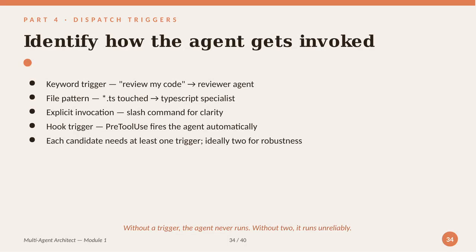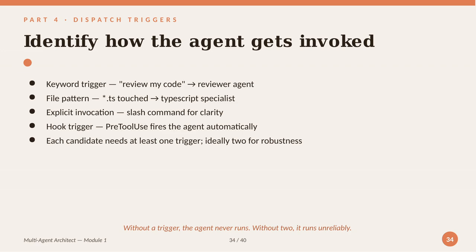Step 5. Identify dispatch triggers. How does each agent actually get invoked when the time comes? Keyword trigger. The user types phrasings like review my code or check my function, and the orchestrator routes to the reviewer agent. Keywords are the most common trigger and the easiest to implement. List the phrasings in the agent's description. File pattern trigger. A pull request touches files matching a pattern like star.ts, and a TypeScript specialist agent activates. File patterns are useful when the trigger is structural rather than verbal.